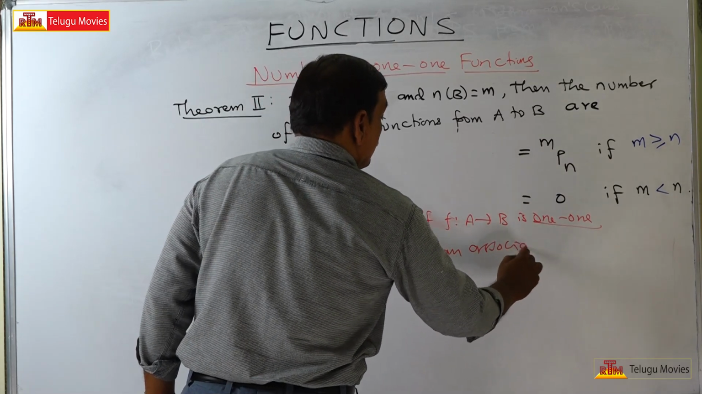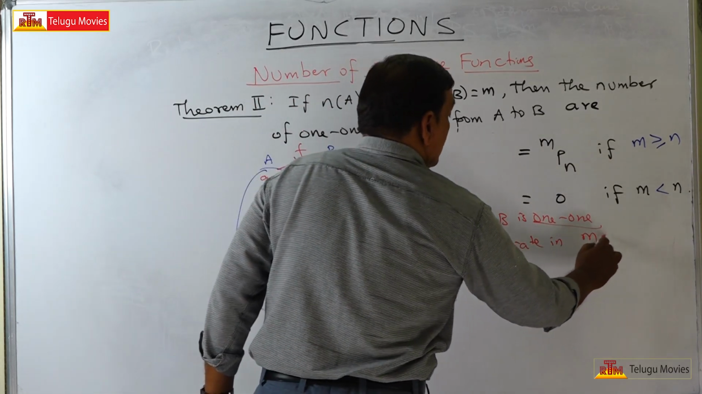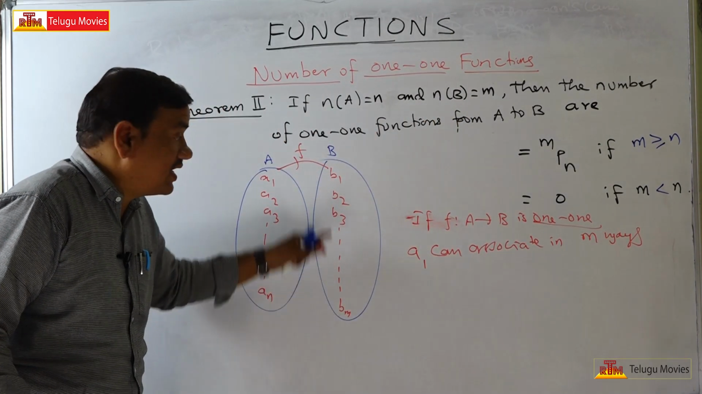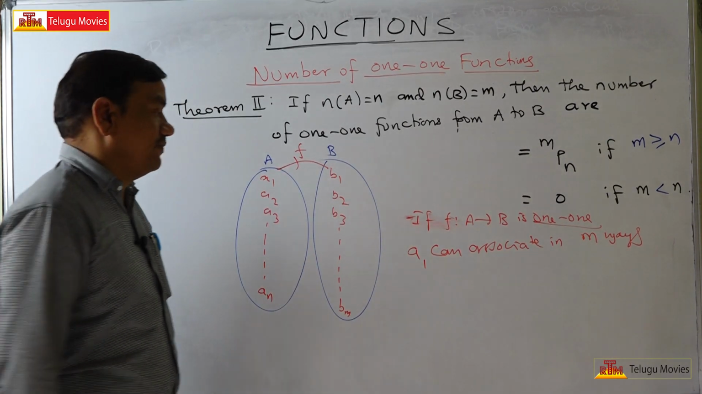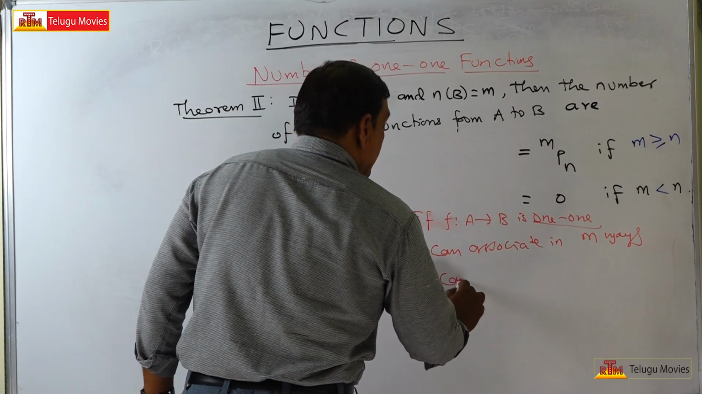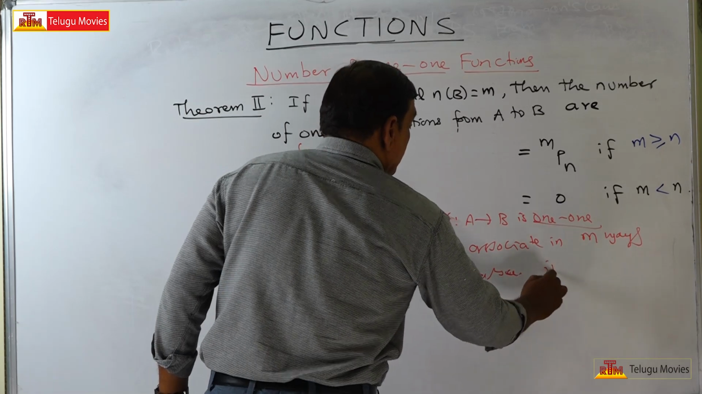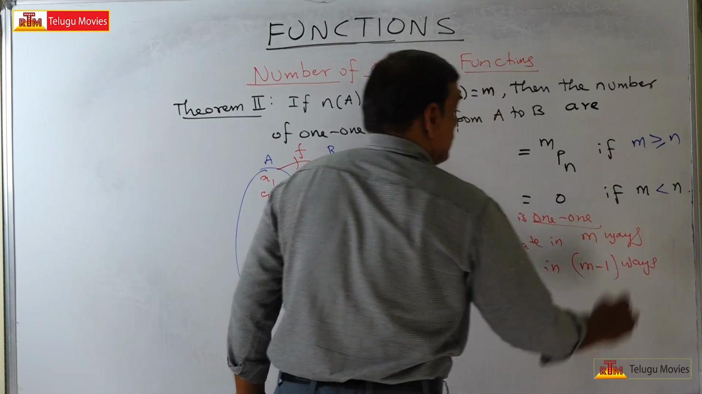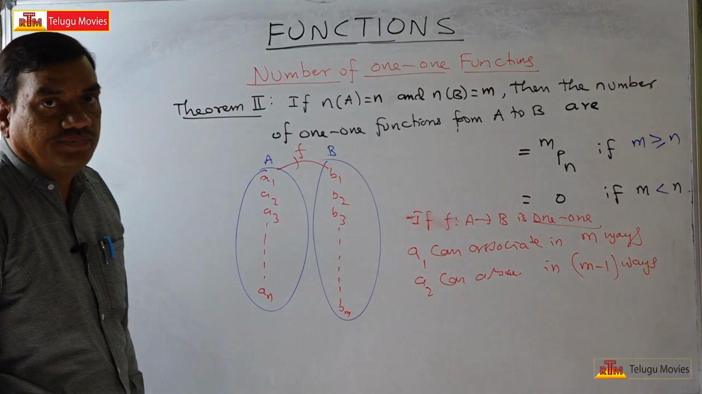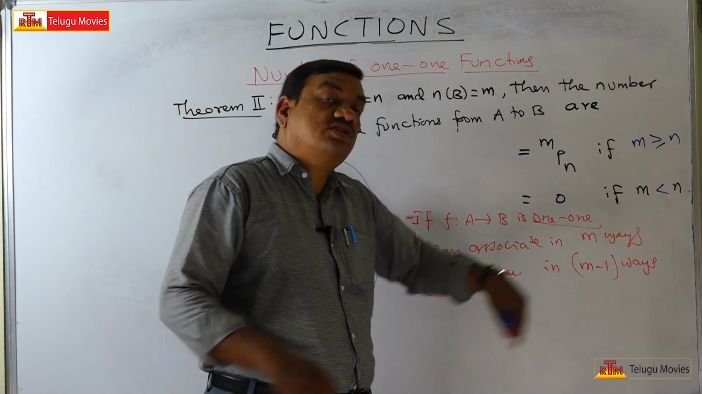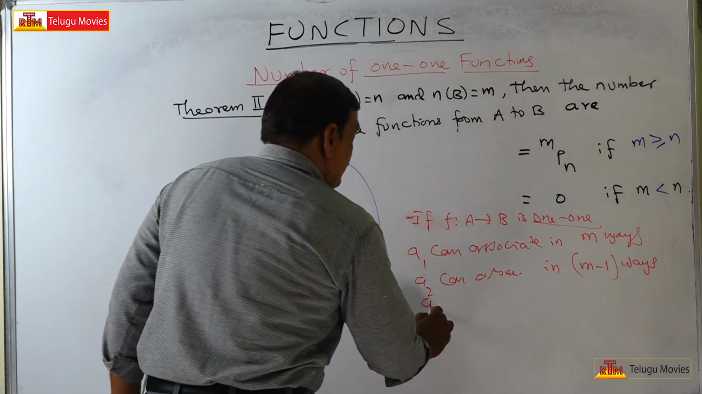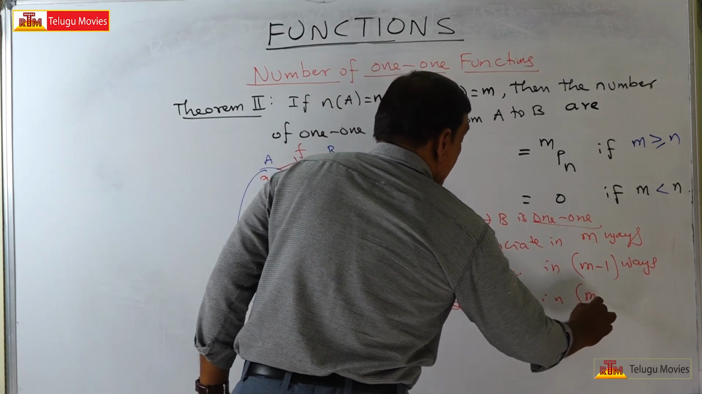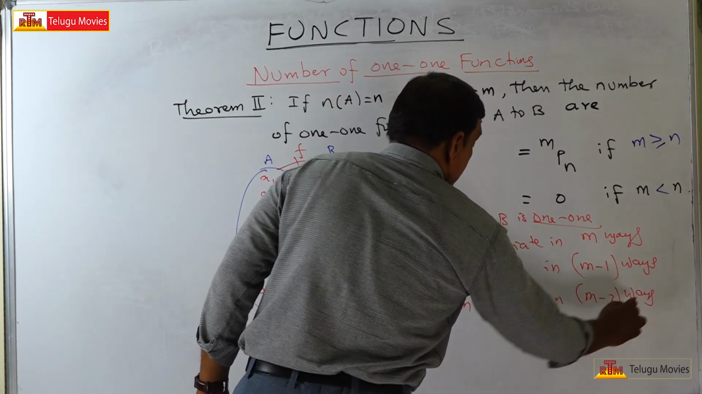A1 can associate in m ways. A1 can associate in how many ways? How many elements are there? M elements are there. A2 can associate in m minus 1 ways. Understand? Before, in functions, it is also m ways. A3 can associate in m minus 2 ways.